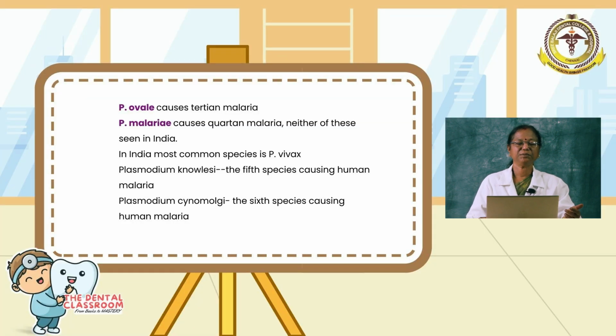The other species of Plasmodium are Plasmodium ovale, which causes tertian malaria, and Plasmodium malariae, which causes quartan malaria. Both these species are not seen in India. The most common one is vivax, next comes falciparum. Ovale and malariae are not seen in India, and the most important one is vivax. The newest species identified which causes malaria is Plasmodium knowlesi, but it is not much seen in India, and Plasmodium cynomolgi. Plasmodium knowlesi is the fifth species causing human malaria, and Plasmodium cynomolgi is the sixth species causing human malaria. So they can even ask the new species name in the NEET exam.